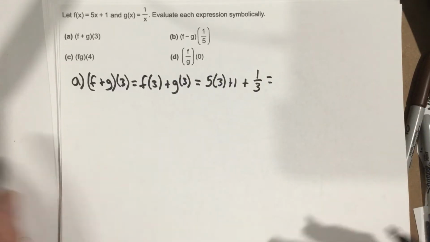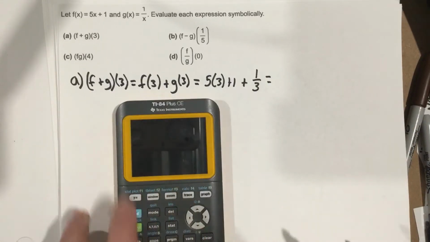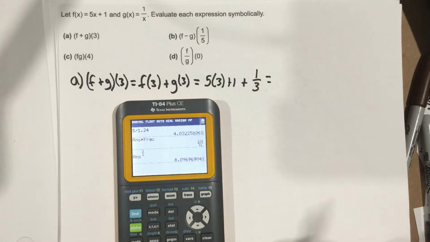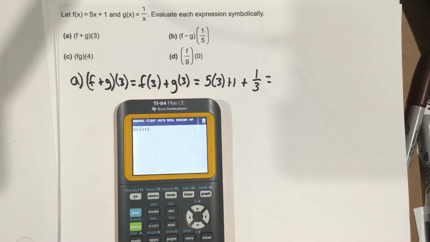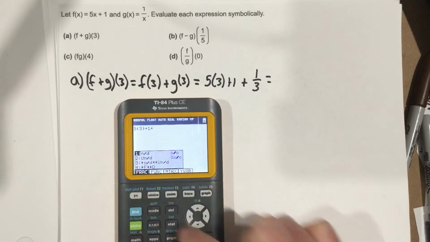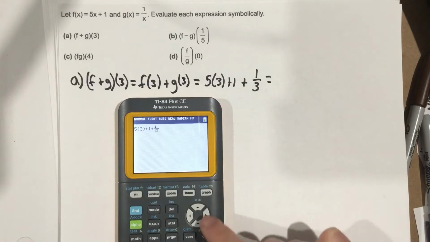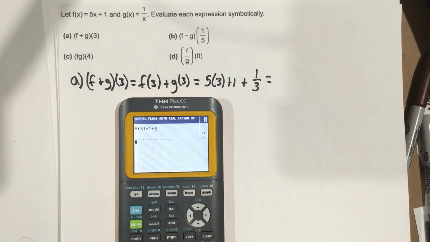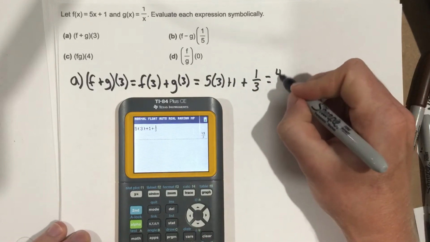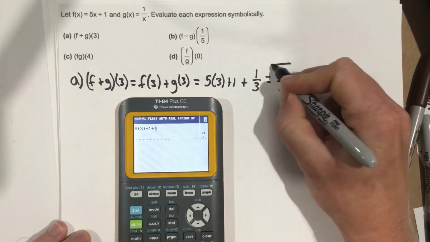Now you can plug all this in the calculator at this point if you want, so let's go ahead and do that. So we're going to say 5 parenthesis 3 plus 1 plus, let's put a fraction in there, 1 over 3. And we got 49 over 3 right away. So 49 over 3 is the answer to this first part.